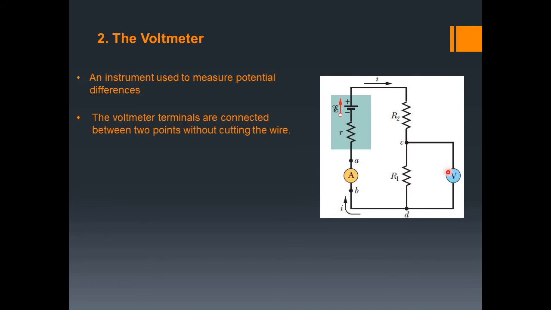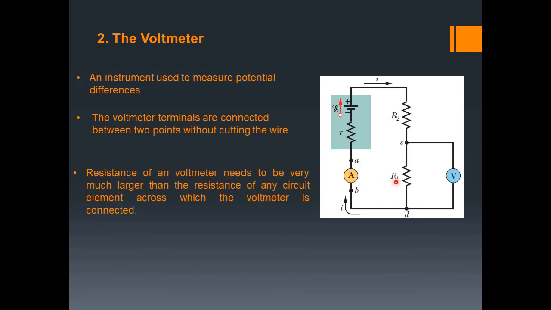But how it is different from the ammeter in terms of insertion is that here we don't need to cut the wire. We simply put the voltmeter and the wire is passing through it. The point to keep in mind is that the resistance of a voltmeter should be very much larger than the resistance of any circuit element across which the voltmeter is connected. For example, R1 and R2 are resistors in this circuit, and the resistances of these two resistors should be much less than the resistance of the voltmeter.